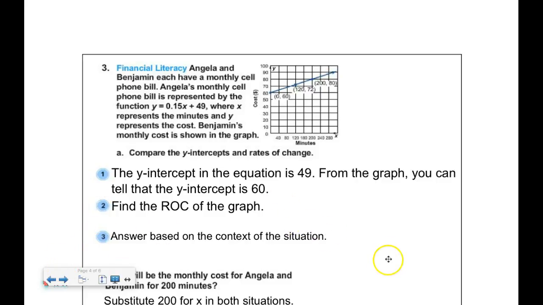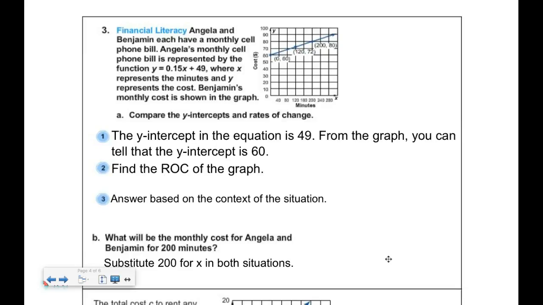Financial literacy. Angela and Benjamin each have a monthly cell phone bill. Angela's monthly cell phone bill is represented by the function y equals 0.15x plus 49, where x represents minutes and y represents cost. So in other words, it looks like it's 15 cents per minute plus a $49 fee per month, is probably how I would decipher the context of this situation. Benjamin's monthly cost is shown in the graph, so I'm going to, again, do some determining factors here to figure out what that is. Compare the y-intercepts and rates of change.